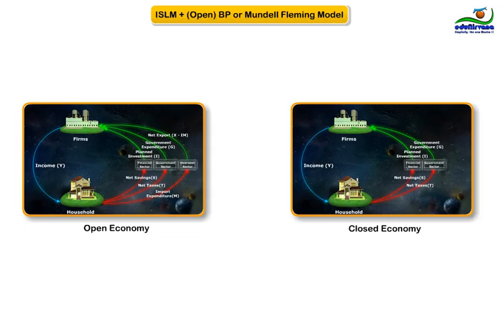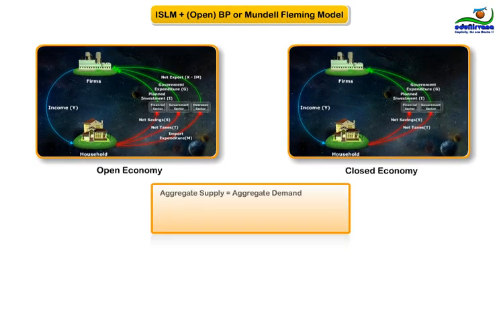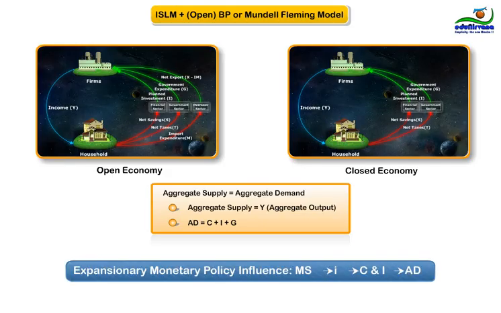In a closed economy, traditional monetary and fiscal policies can be used to achieve the objectives in the short run. Given the macro AS equals AD framework, where AS equals Y, that is aggregate output, and AD equals consumption plus investment plus government expenditure, expansionary monetary policy influence is simple. An increase in money supply decreases the interest rate, which increases consumption and investment, which in turn increases aggregate demand.